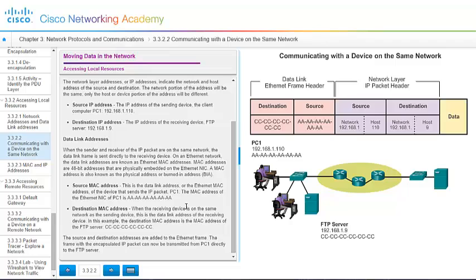When the sender and receiver of the IP packets are on the same network, the data link frame is sent directly to the receiving device. On an Ethernet network, the data link addresses are known as the Ethernet MAC addresses, and the MAC addresses are 48-bit addresses that are physically embedded on the Ethernet NIC. And a MAC address is also known as the physical address or the burned-in address. Your source MAC address, this is the data link address or the Ethernet MAC address for the sender. And the destination MAC address is the MAC address of the destination that the packet's headed. The source and destination addresses are added to the Ethernet frame. The frame with the encapsulated IP packet can now be transmitted from PC1 directly to the FTP server here in this example.